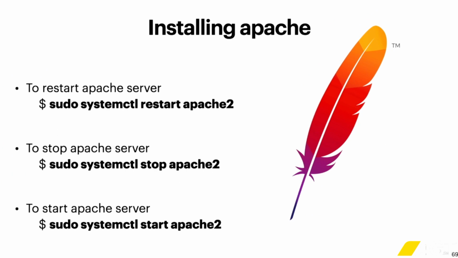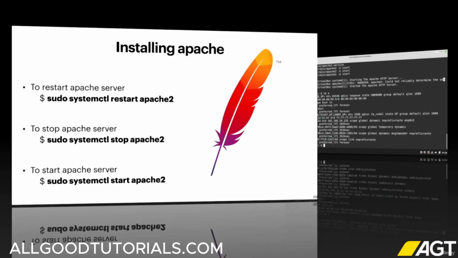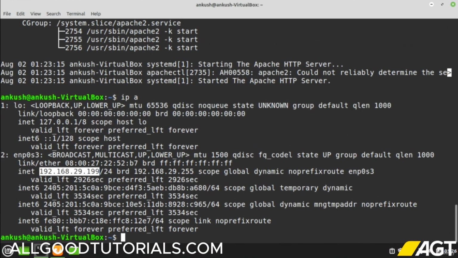The other things we can do using the systemctl command are, we can restart our system, we can stop our system, and we can start our system. So it is very simple. We just have to do systemctl and then write what we want to do with our server. Let's try to stop our server. To stop our server, I just have to give sudo systemctl stop apache2, then press enter.